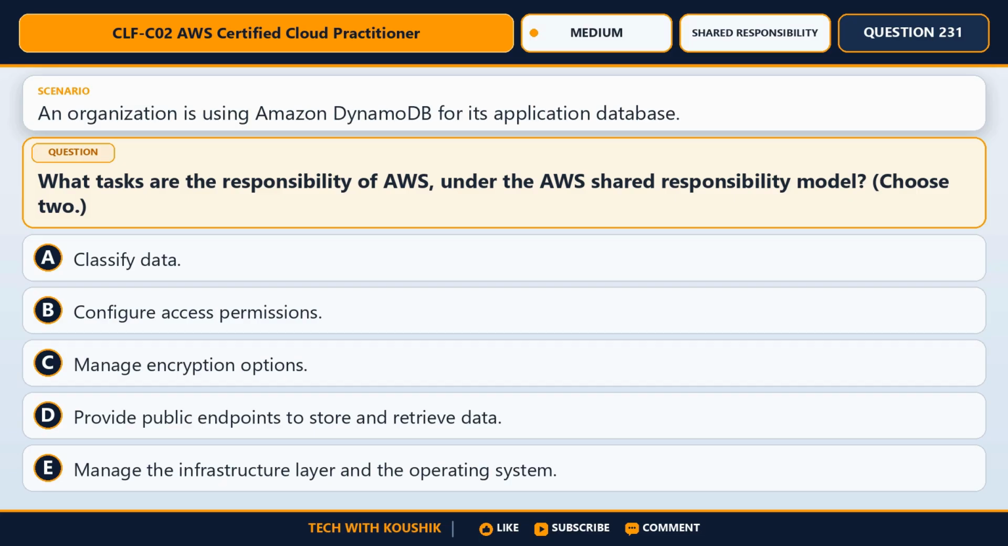Option B. Configure access permissions. Option C. Manage encryption options. Option D. Provide public endpoints to store and retrieve data. E. Manage the infrastructure layer and the operating system.